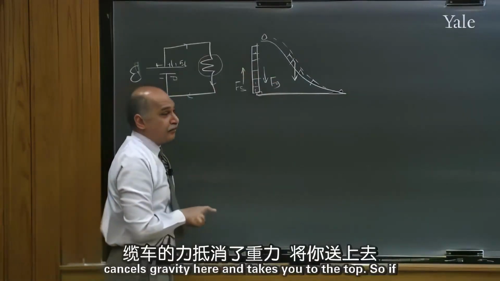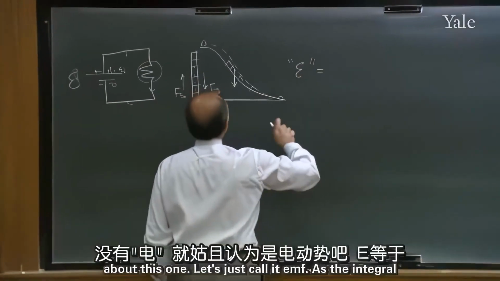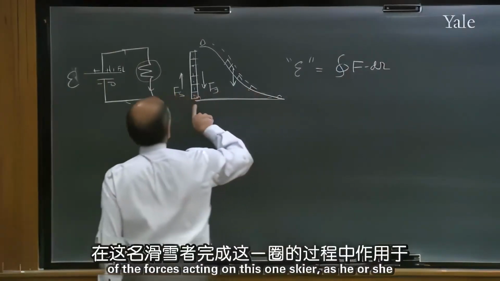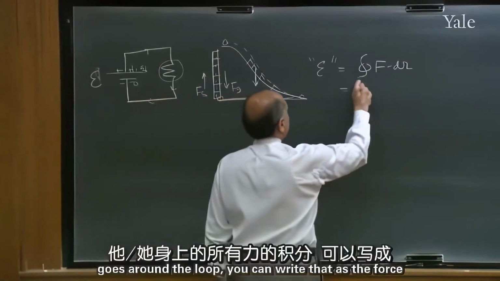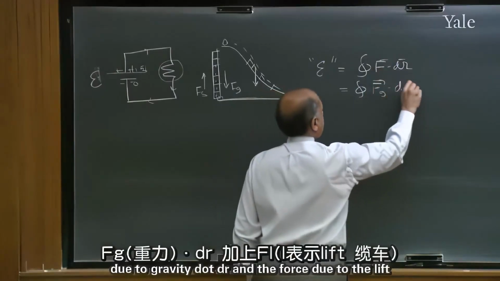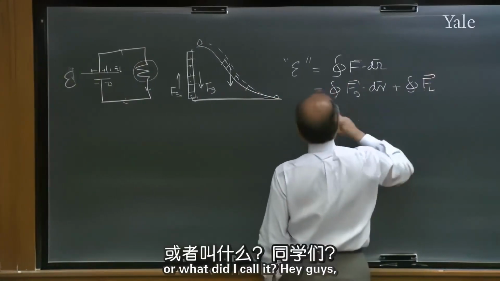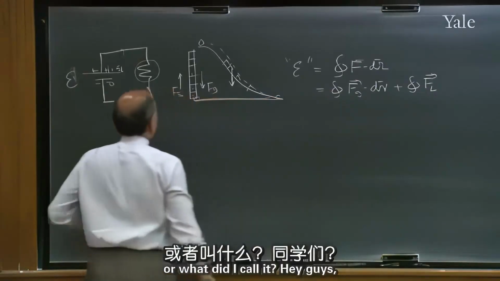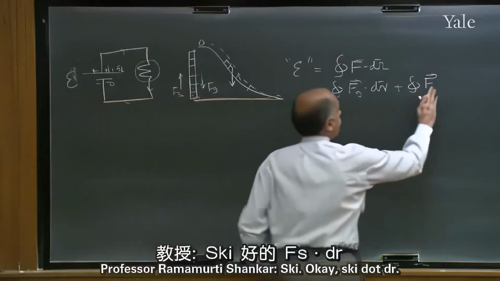So if you define the analog of an EMF, there is no electro about this one, let's just call it EMF, as the integral of the forces acting on this one skier as he or she goes around the loop, you can write that as the force due to gravity dot dr and the force due to the lift, or what did I call it? Hey guys, you know what this was called? Ski. Okay. Ski dot dr.